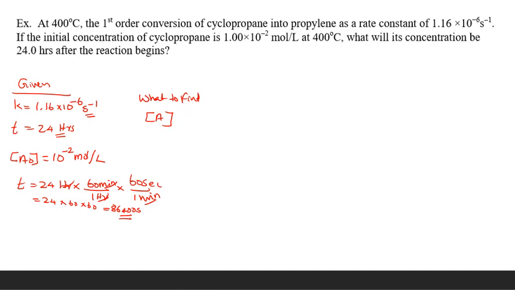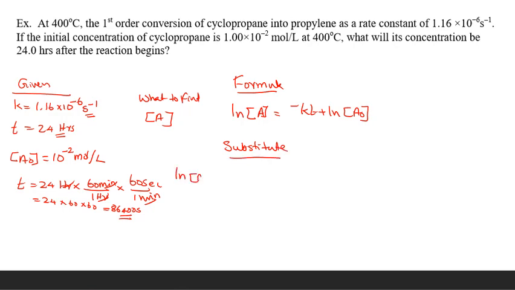Since it is already given that it is first order, we can use the formula for the first order reaction, that is natural log A equals negative kt plus natural log concentration A0. Now we have to substitute the values given into the formula. So that is log concentration A, that's what we have to find, and we have the k value given, which equals 1.16 times 10 to the power negative 6.